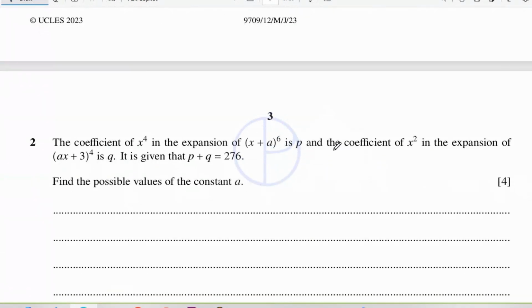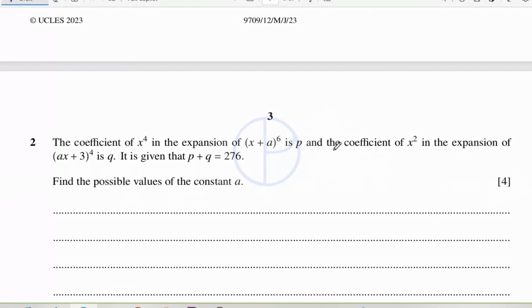Next, question number 2. The coefficient of x power 4 in the expansion of (x plus a) the whole power 6 is p, and the coefficient of x square in the expansion of (ax plus 3) the whole power 4 is q. It is given that p plus q is equal to 276. Find the possible values of the constant a.